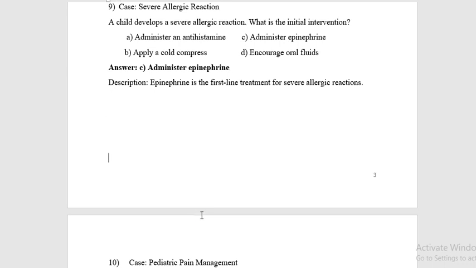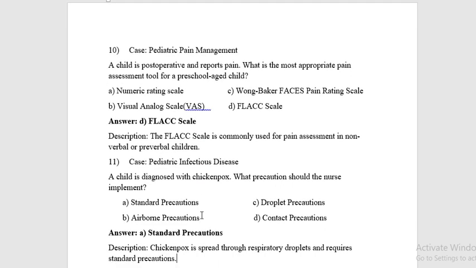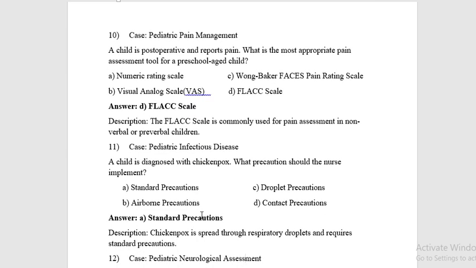Question number 10. Case: pediatric pain management. How are we managing pain? A child is post-operative and reports pain. What is the most appropriate pain assessment tool for a preschool age child? At this age, maybe this child is not taught. So, by what mechanism can we detect this pain?